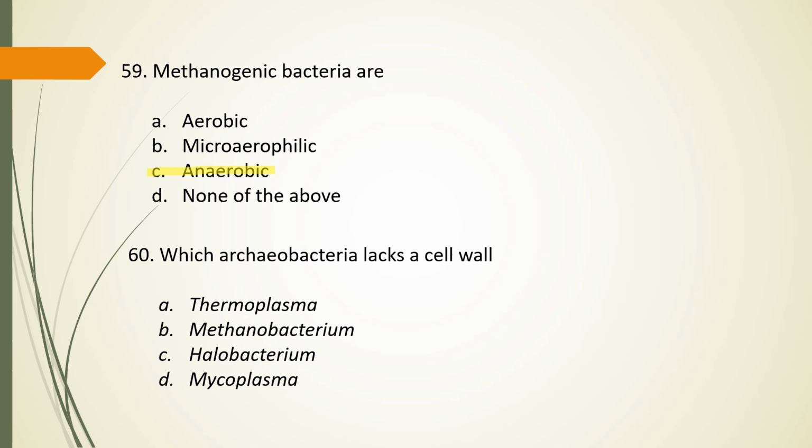Question number 60. Which archaeobacteria lack a cell wall? Option A, Thermoplasma, B, Methanobacterium, C, Halobacterium and D, Mycoplasma. The correct answer is option A, Thermoplasma. Thermoplasma do not contain a cell wall but contain a unique membrane composed mainly of tetraether lipoglycan containing a typical archaeal tetraether lipid attached to a glucose and mannose containing oligosaccharide.